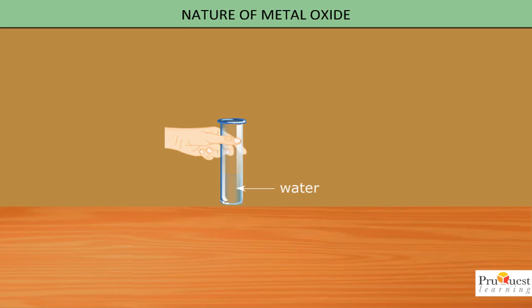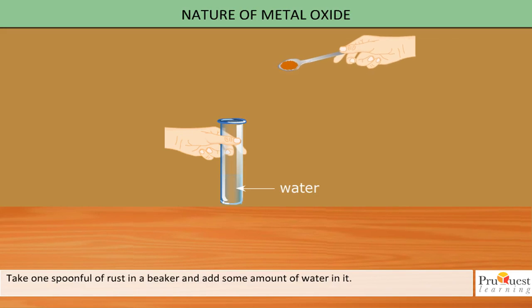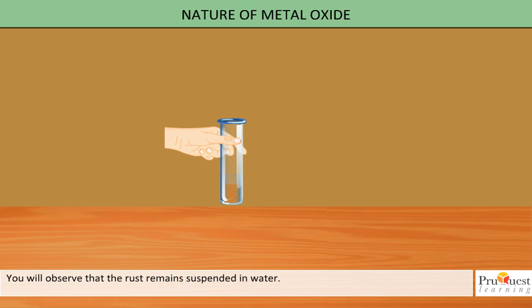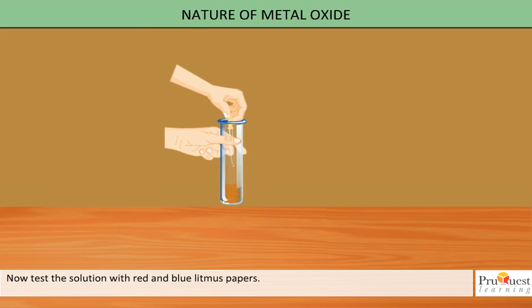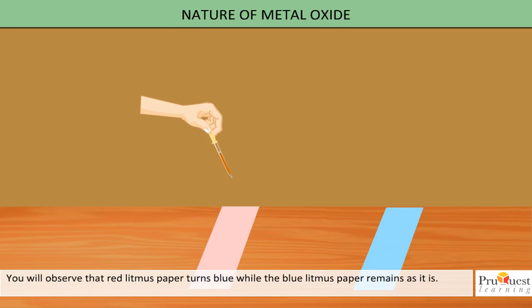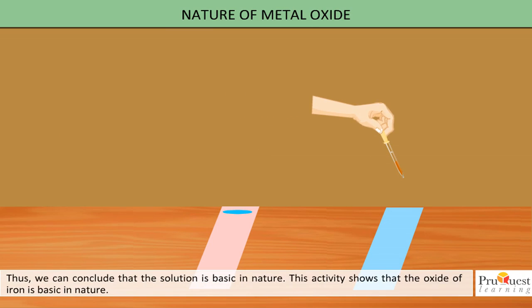Nature of metal oxide. Take 1 spoonful of rust in a beaker and add some amount of water to it. You will observe that the rust remains suspended in water. Shake the suspension well. Now, test the solution with red and blue litmus paper. You will observe that red litmus paper turns blue, while the blue litmus paper remains as it is. Thus, we can conclude that the solution is basic in nature. This activity shows that the oxide of iron is basic in nature.